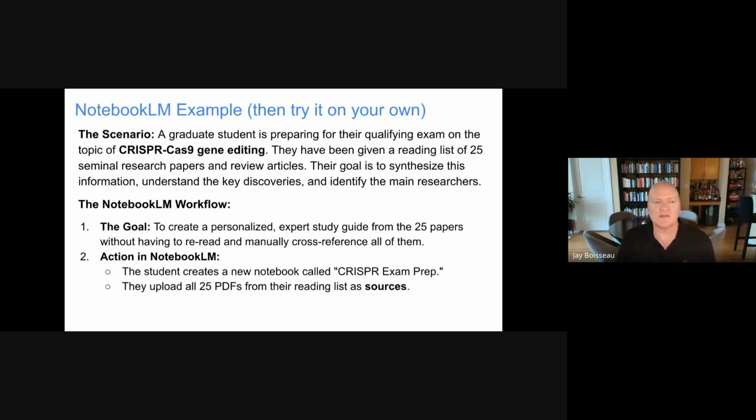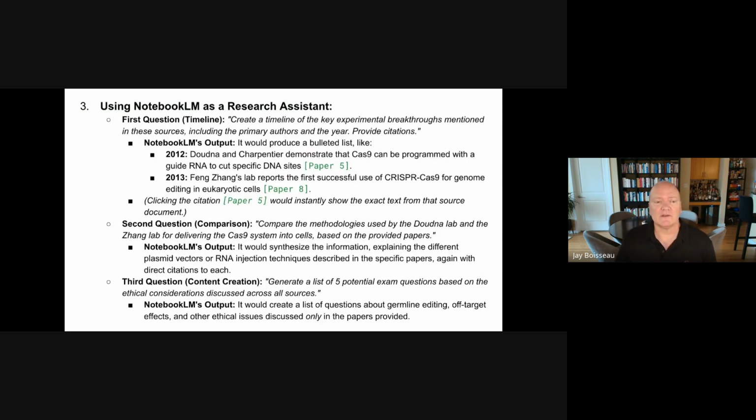They've been given a reading list of 25 seminal research papers and review articles. The goal is to synthesize this information, understand the key discoveries, and identify the main researchers, and that will improve their education as a graduate student. So the goal: create a personalized expert study guide from the 25 papers. The action in NotebookLM is you create a new notebook called CRISPR Exam Prep. You upload all 25 PDFs as sources.